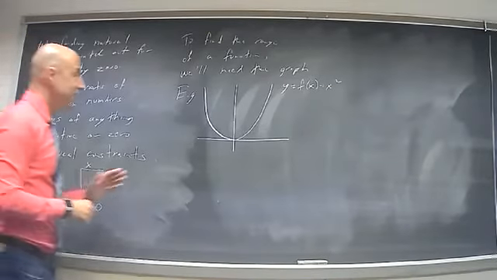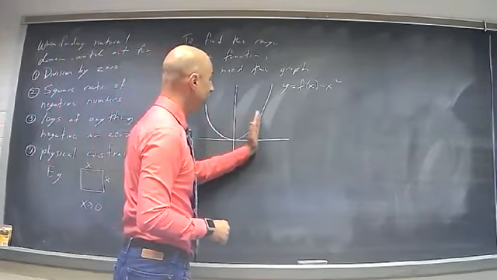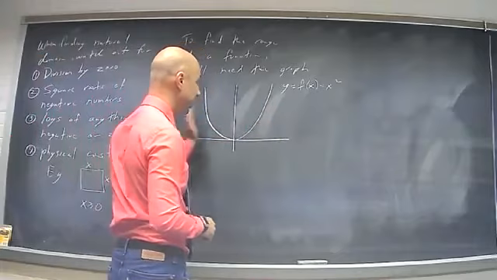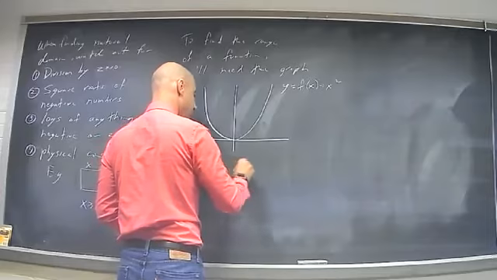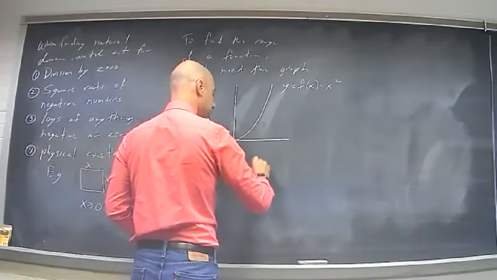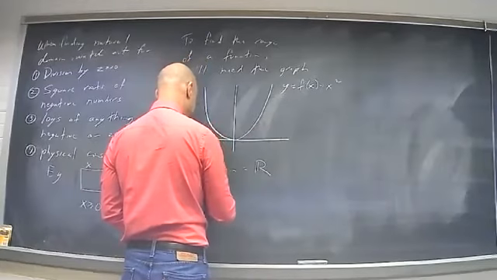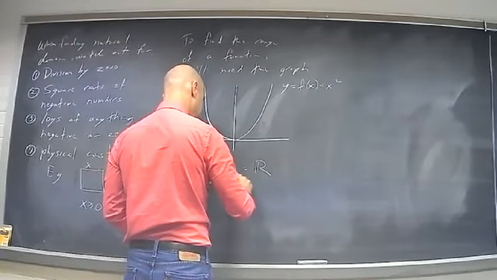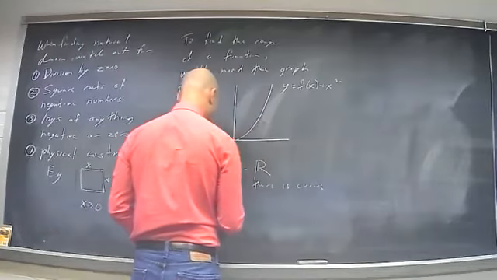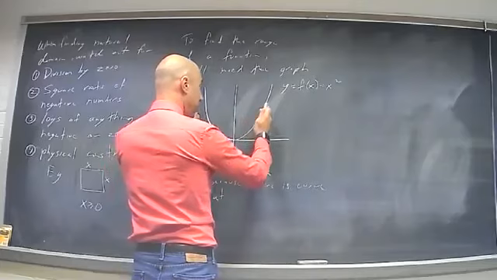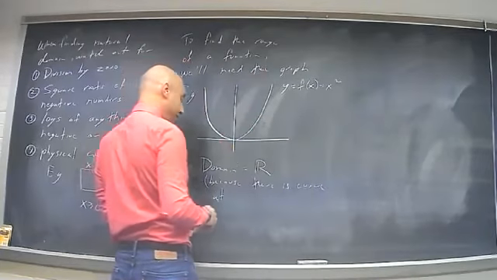As I said before, the domain of the function is the set of all x values where there's a piece of the curve. Well, there's a piece of the curve at every x value. So you can see right from the picture, the domain is all real numbers because there's curve at every x value. This parabola gets wider and wider forever, even though we only have a limited amount of space on the blackboard.